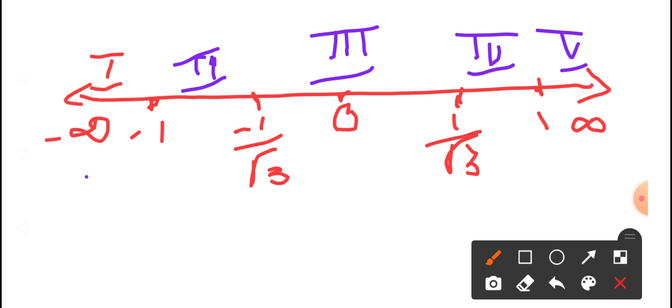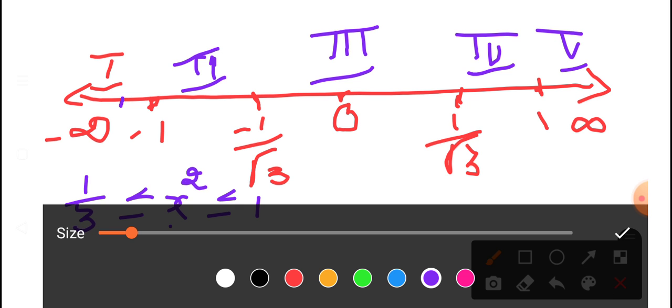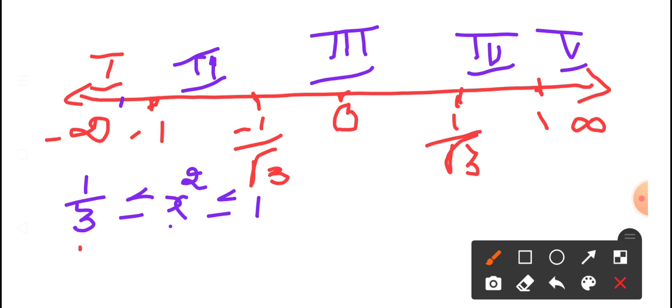Okay, our interval is 1/3 ≤ x² ≤ 1. We substitute a numerical value in this interval. Here we assume -2. We substitute -2 in this place. Then what is the answer? We get 1/3 ≤ (-2)², that is +4 ≤ 1.